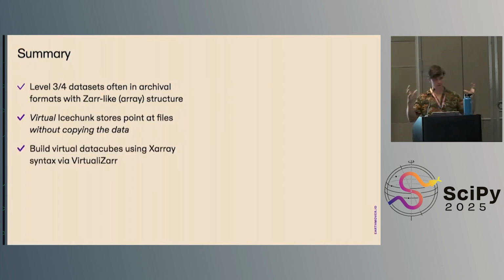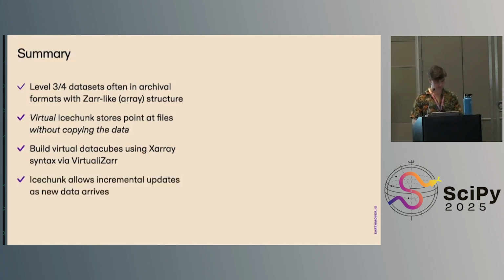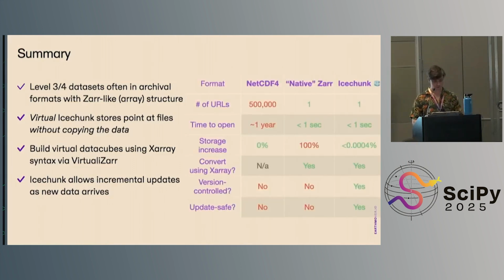You can assemble these large virtual data cubes using familiar xarray syntax via the VirtualiZarr library, which means you don't have to learn a new API. And Icechunk's transactions allow you to do incremental updates to the data as new data arrives, while still retaining safety for users who are reading it. So overall, if we compare a non-cloud-optimized format versus Zarr versus Icechunk, you can see that we are able to get all the advantages of Zarr whilst also avoiding increasing our storage requirements.